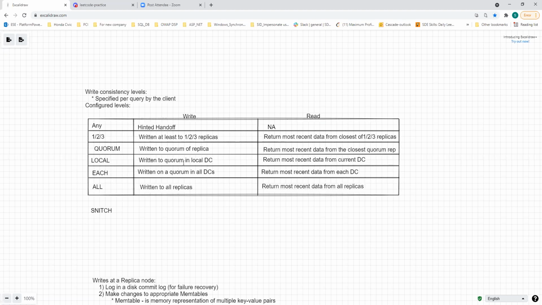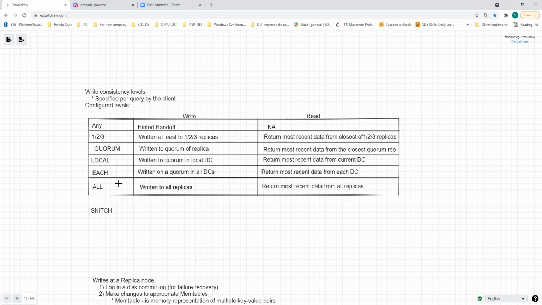So local quorum is nothing but it's for that local data center. Same thing for the read also, it will go to the local data center and you'll find the same based on the quorum. And each in the sense means it ensures that it goes to each and every quorum on each and every data center for writing. So it will satisfy all the quorums for all the data centers. And for the read also, it will do the same thing.